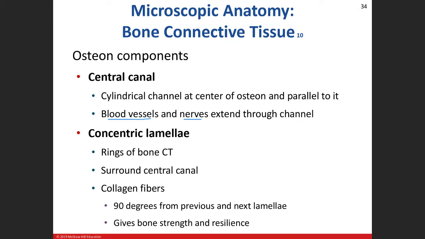So the rings that run around it, specifically the rings around each individual osteon, are called concentric lamellae. Think of lamellae like layers. And they're made up of collagen fibers. This is cool if you're into engineering or whatnot. Probably not, because if you were, you'd probably be in engineering school. But the fact that these collagen fibers that are located in the concentric lamellae are at 90 degrees to the previous layer. So I'll show you what that means. I'm going to come right back to this.